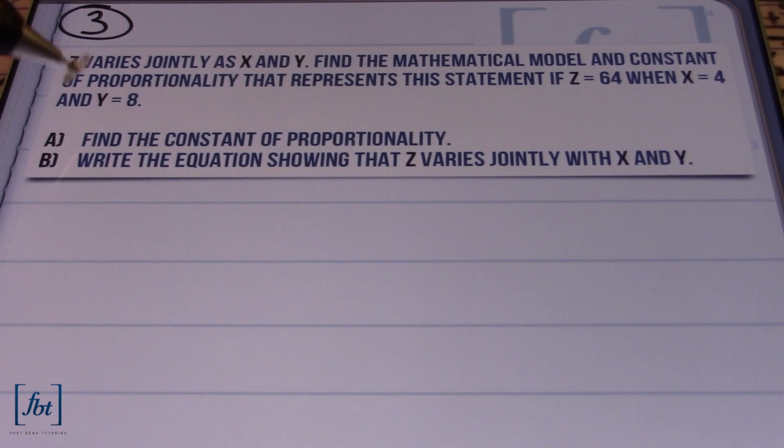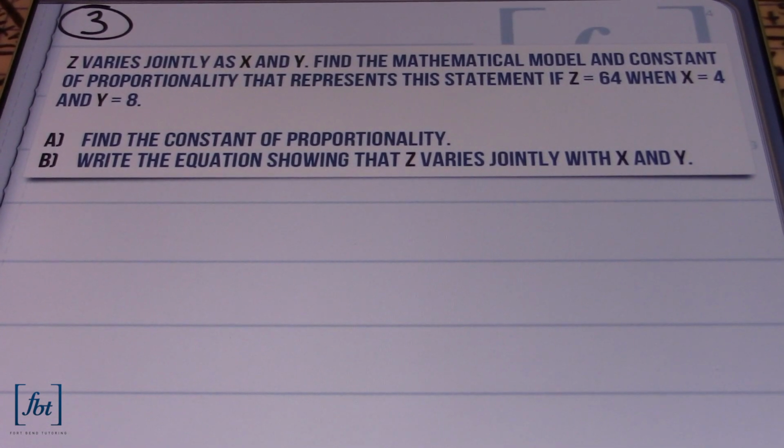You see how they try to trick you? Who knows this as the constant of proportionality? No one. It's the same thing as your constant of variation, aka the k value, the k variable in every variation problem. So that's what they're referring to.